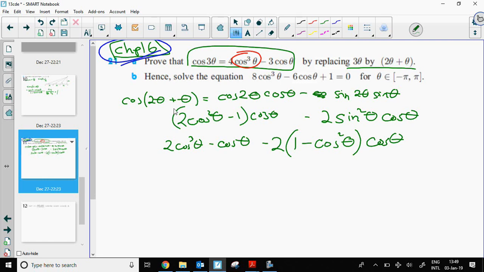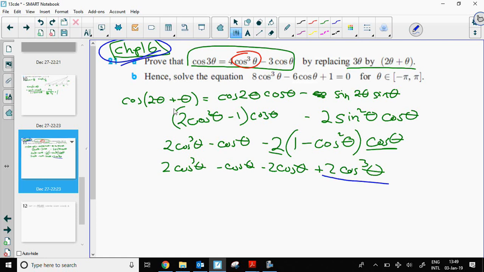but for now it's all we got. Anyway, from here we're going to distribute this cosine through, so now we've got 2 cosine cubed theta minus cosine theta. Let's distribute the 2 as well, so then it's going to be minus 2 cosine theta, and then plus 2 cosine cubed theta. Yes, we're there, right? Because we just combine these two to give us 4 cosine cubed, and these two are going to give us minus 3 cosine. So, whew, there you go. That's how to do that.